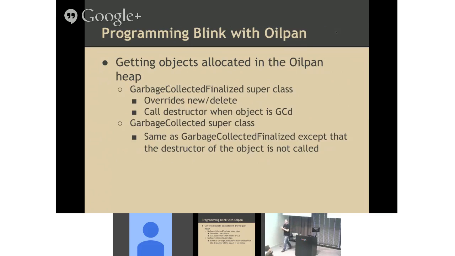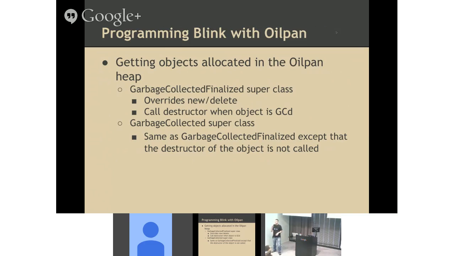Good. So getting objects allocated in the Oilpan heap. Right now, if you want to use ref pointers, you need to inherit from a base class called reference counted or ref counted. In the same way, if you want to get objects allocated in the Oilpan heap, you need to inherit from a base class called garbage collected. And there are actually two of them. There's garbage collected and there's garbage collected finalized. If we take garbage collected finalized, it overrides new and delete. New allocates in our heap with a little header. Delete does absolutely nothing. Well, it has a release assert, but you should never call it, and it does nothing.